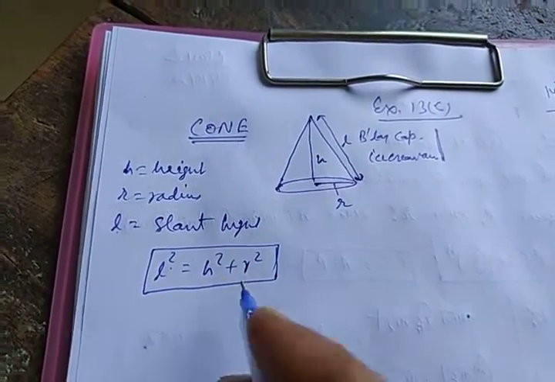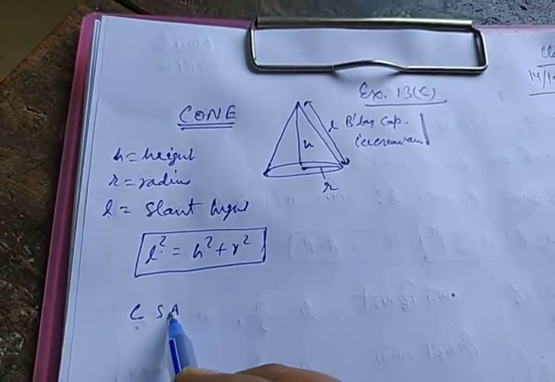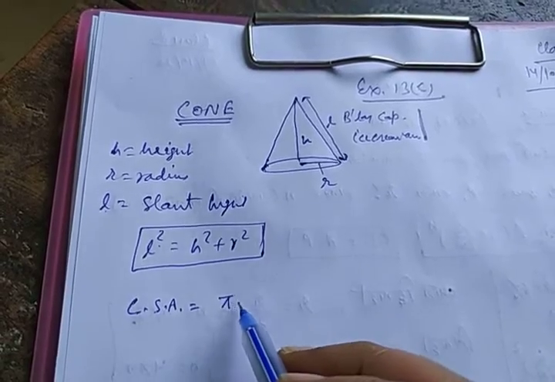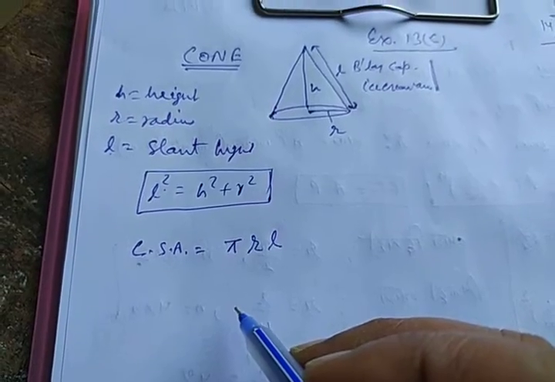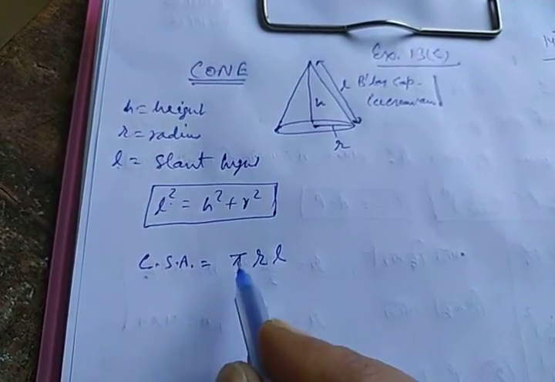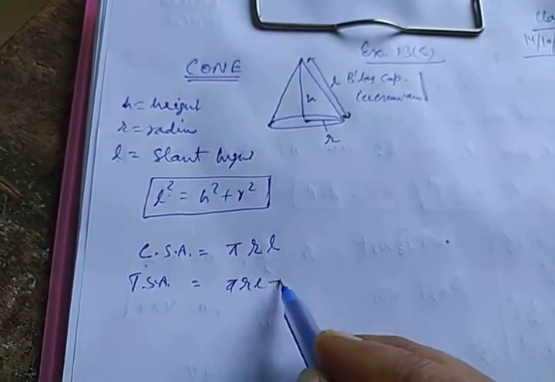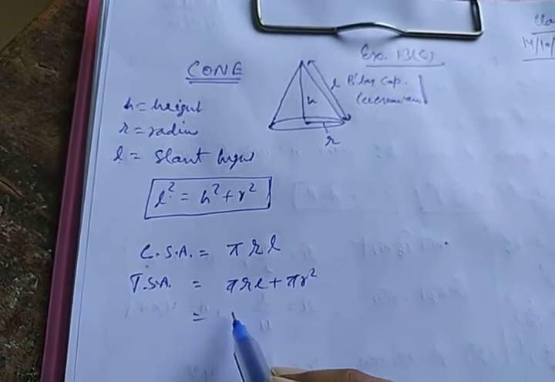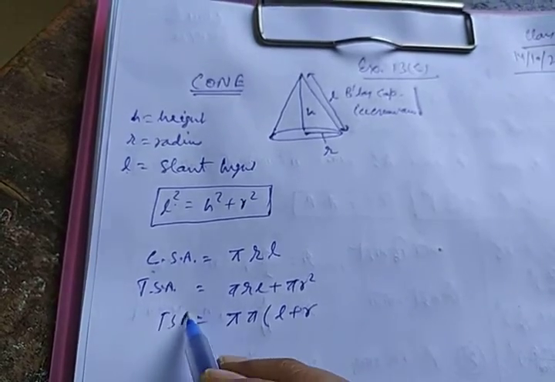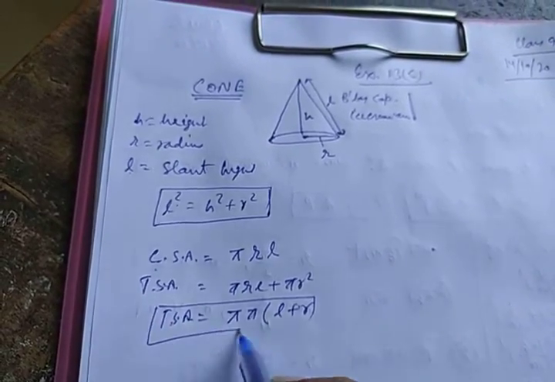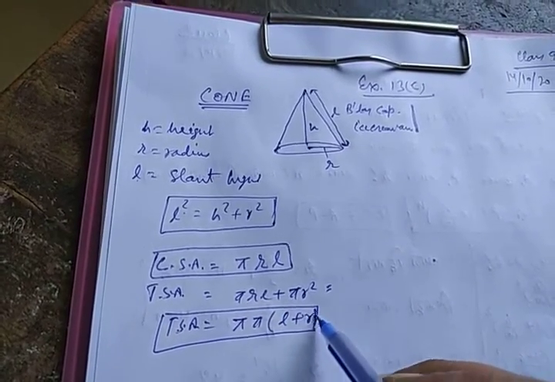Now as usual in the previous exercises, there would be the curved surface area, CSA of the cone, that is pi r l. And then the total surface area, this is pi r l, the curved surface area, plus pi r square, the area of the base. The formula will convert to pi r common, (l plus r). This is the formula for TSA. You can also understand it this way, but as a formula this will be used.